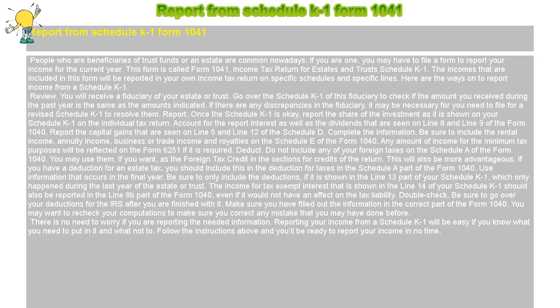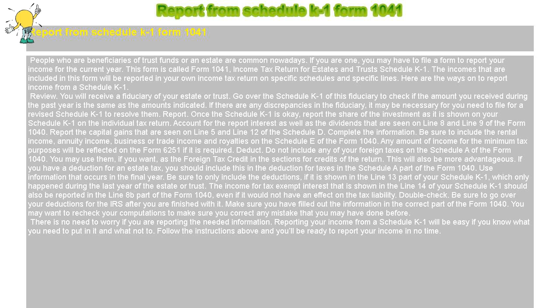Double check. Be sure to go over your deductions for the IRS after you are finished with it. Make sure you have filled out the information in the correct part of the Form 1040. You may want to recheck your computations to make sure you correct any mistake that you may have made before. There is no need to worry if you are reporting the needed information.